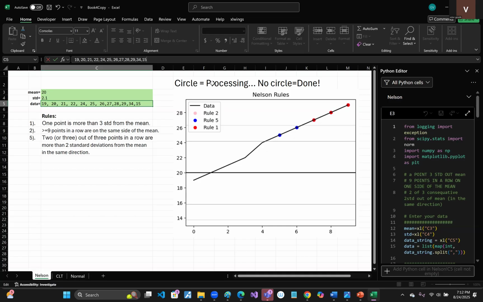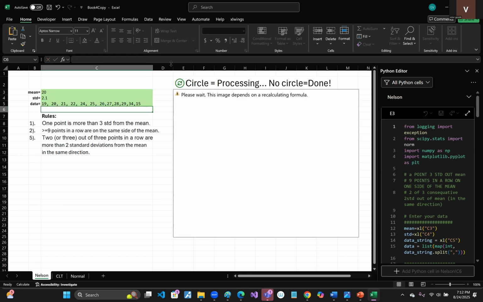To start the application, copy and paste the array of data, enter the desired mean, in this example 20, and the desired standard deviation, in this example 2.1. Click enter and see that out-of-control points are detected. Add more input data, for example, points 34 and 15. Click enter. You see that 34 is out of control, while 15 is not.